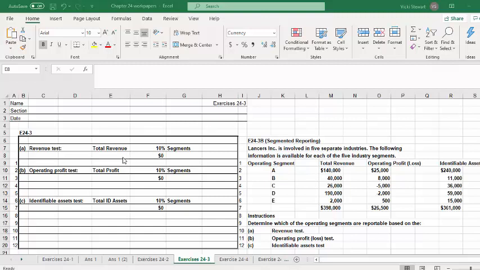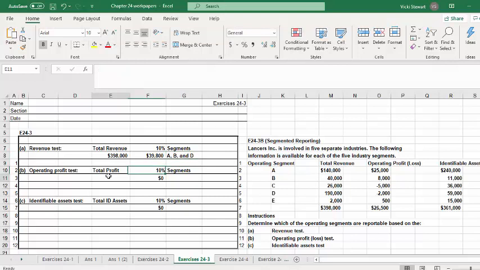So the first test that we are going to use is going to be total revenue. So the total revenue for the 5 operating segments is $398,000. So 10% of that is going to be our test. So the segments that have 10% or more, or the $39,800 as total revenue or more, would be included based on the revenue test. So we see that segment A, segment B, and segment D meet the revenue test. So A, B, and D meet that test.